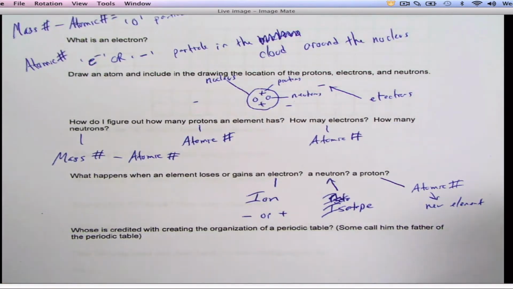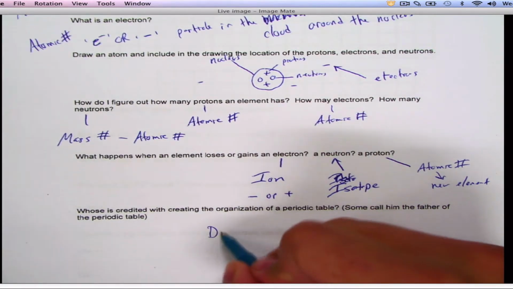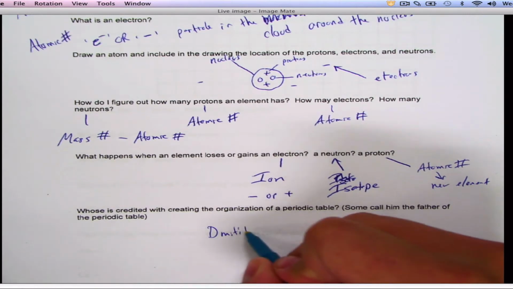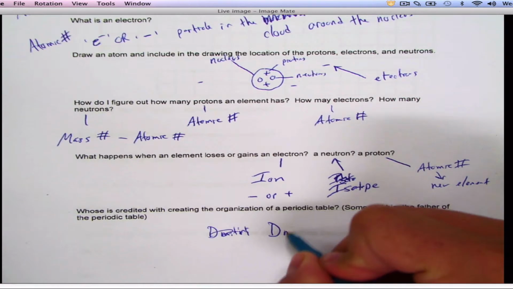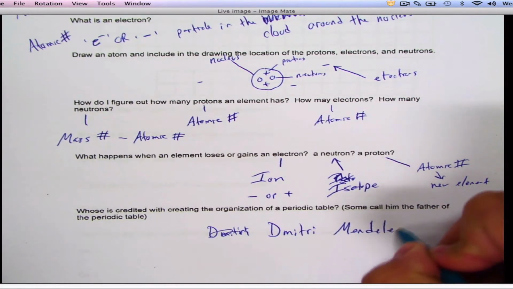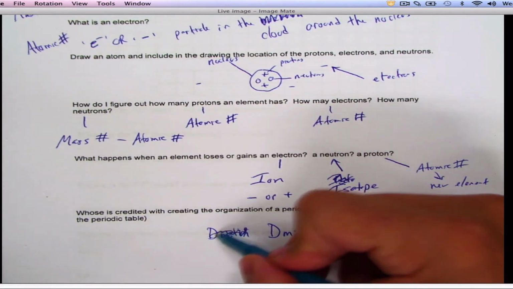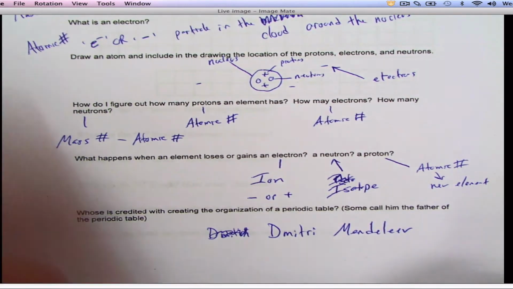The guy that's responsible for creating this whole periodic table organization, he might not have got everything right, but he got the most credit for it. So the guy's name is Dmitri Mendeleev. Okay? Dmitri Mendeleev is a Russian guy. We'll watch a little video on him, but he's considered the father of the periodic table.